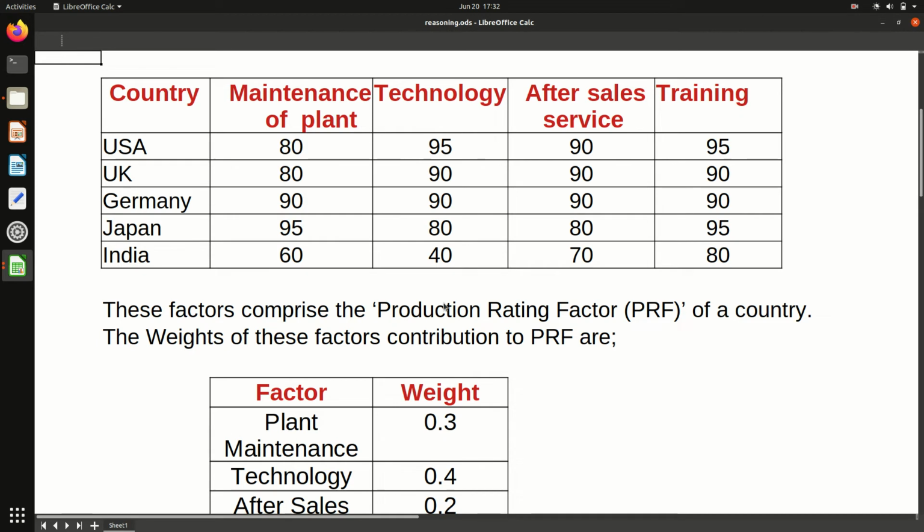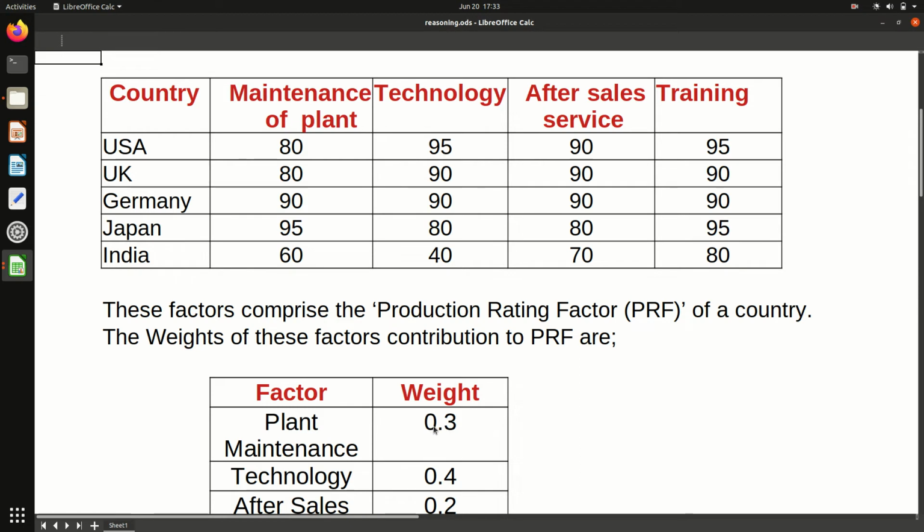These factors comprise the production rating factor of a country. PRF is basically, for each country, the summation of these ratings, so 80 plus 95 plus 90 plus 95. But since each factor has a different weight, you have to consider the weight also. If the weights were equal, we would just sum all these ratings. But apart from that, you have to multiply each rating by its weight, because each has a different weight.